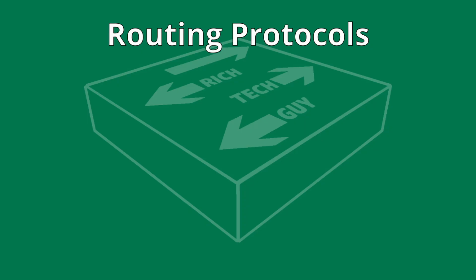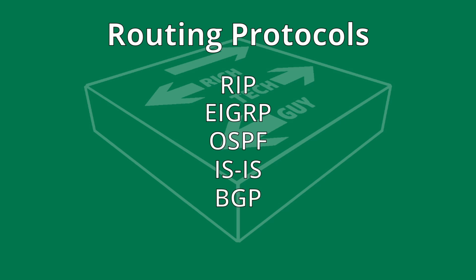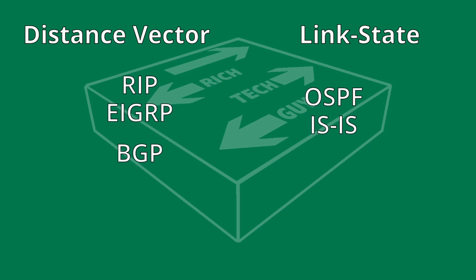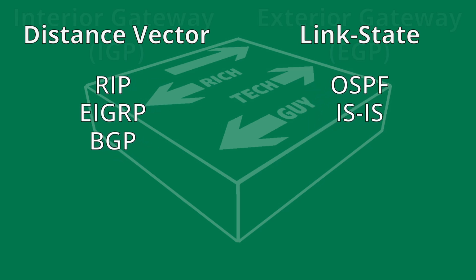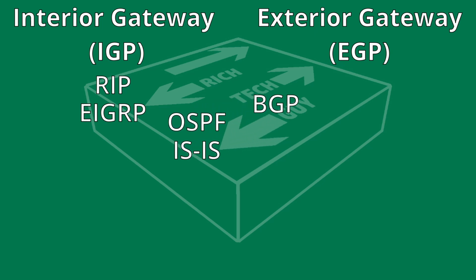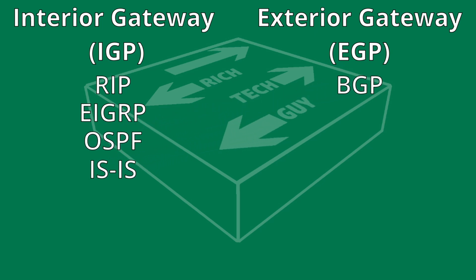There are a lot of routing protocols out there, and here is a list of well-known protocols: RIP, EIGRP, OSPF, ISIS, and BGP. These protocols can be classified in different ways. One way is by classifying them as distance vector and link state routing protocols. Another way is to classify them as IGP or interior gateway protocols and EGP or exterior gateway protocols. Each of these routing protocols could be the topic of its own video, except for RIP, but to give a quick summary of each protocol, I'll go down the list.